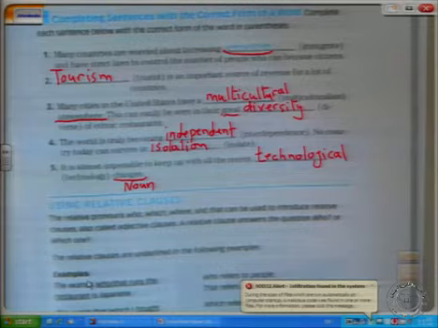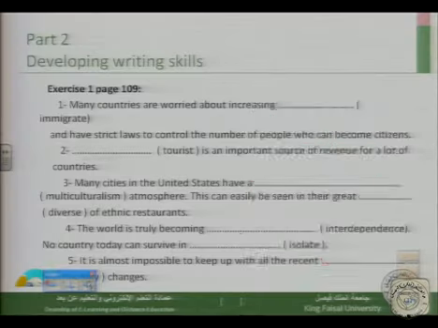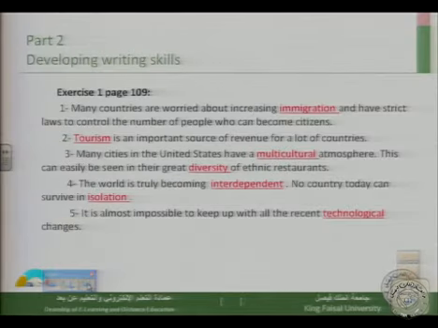Exercise 1, page 109. You have the answers written to you in the slides. So exercise one, page 109. Number one, many countries are worried about increasing immigration and have strict laws to control the number of people who can become citizens. Number two, tourism is an important source of revenue for a lot of countries. Three, many cities in the United States have a multicultural atmosphere. This can easily be seen in their great diversity of ethnic restaurants.